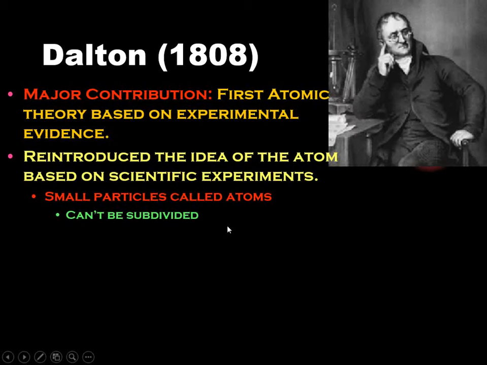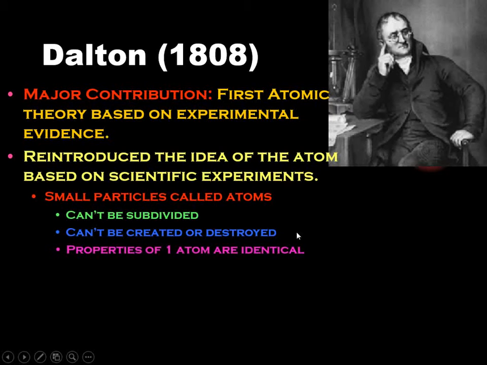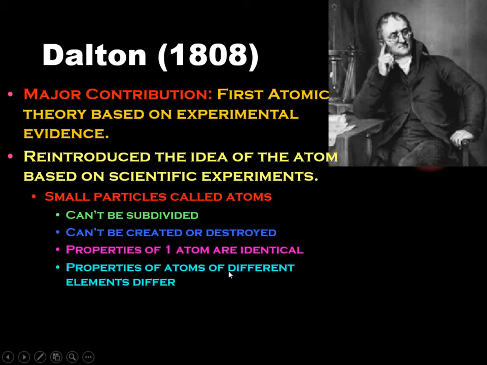They cannot be subdivided. They cannot be created or destroyed. The properties of one atom are identical. Properties of atoms of different elements differ. Okay, so if you have a carbon atom and another carbon atom, they're going to look exactly the same, they're going to act exactly the same. But if you have a carbon atom and an oxygen atom, they're going to look differently and they're going to act differently, is basically what he's saying.